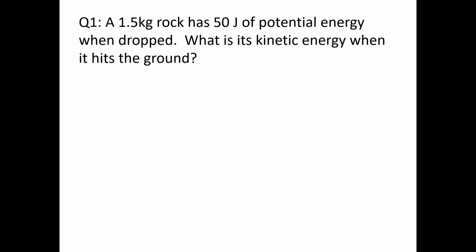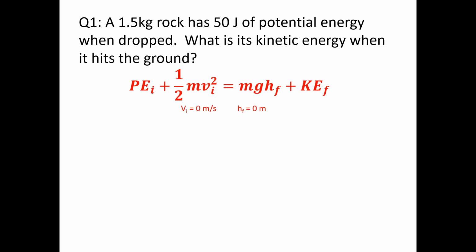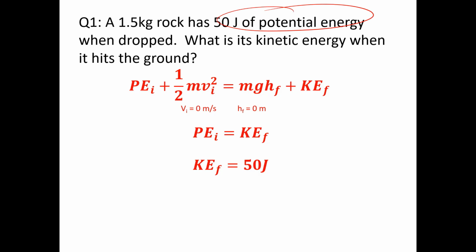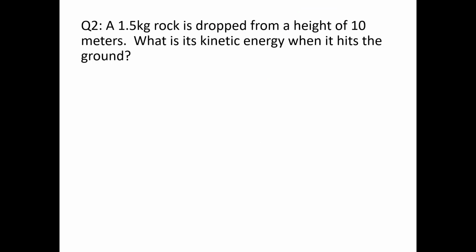Okay, so let's go and solve the problems. I told you how we worked through this earlier. We got to this point and we would just plug in. We have 50 joules of potential energy when dropped, and that is going to equal the joules of kinetic energy at the end. So that's what this question told you, and this is the end result. Everything converted from potential to kinetic during the fall.